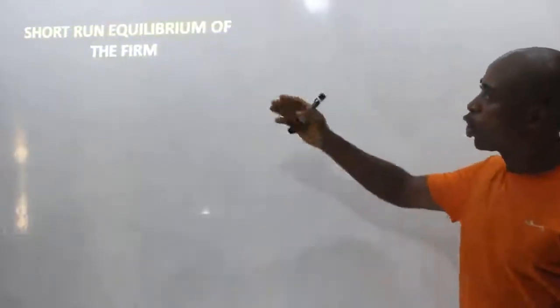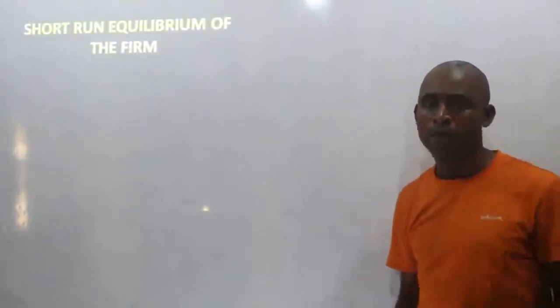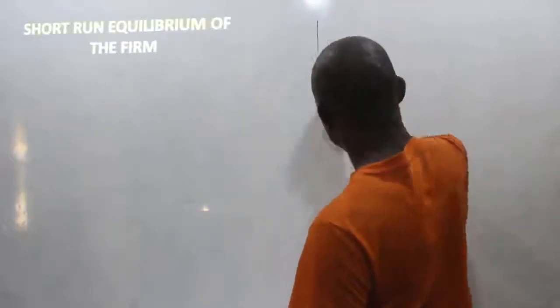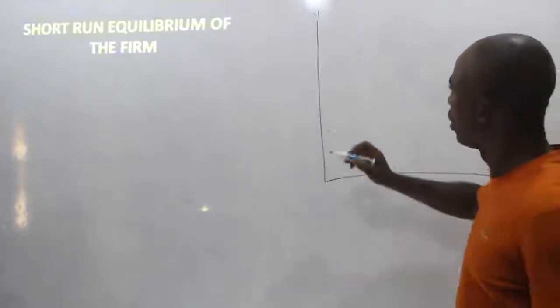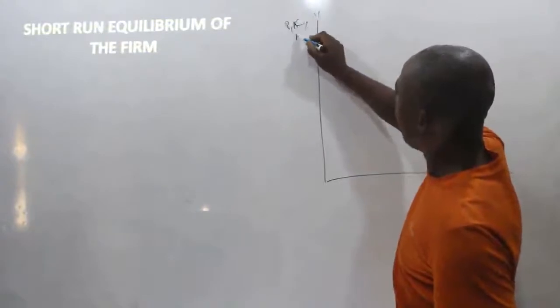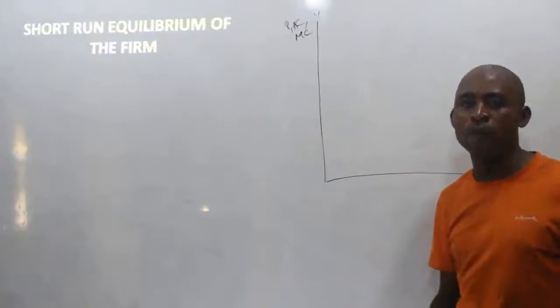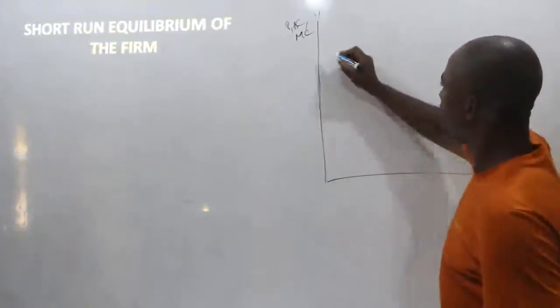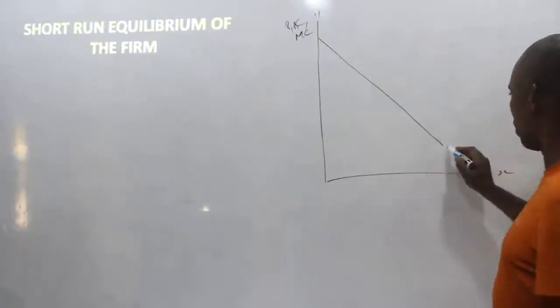So we are going to look at equilibrium in the short run. Now, let's look at the short run equilibrium of the firm. In the short run, the firm makes abnormal profit. Let's demonstrate that. This is our y-axis and this is our x-axis. We are going to measure price, average cost, and marginal cost here. Like I said when I was describing the structure of the monopolist, the demand curve is negatively sloped, downward sloping. That's how the demand curve is.